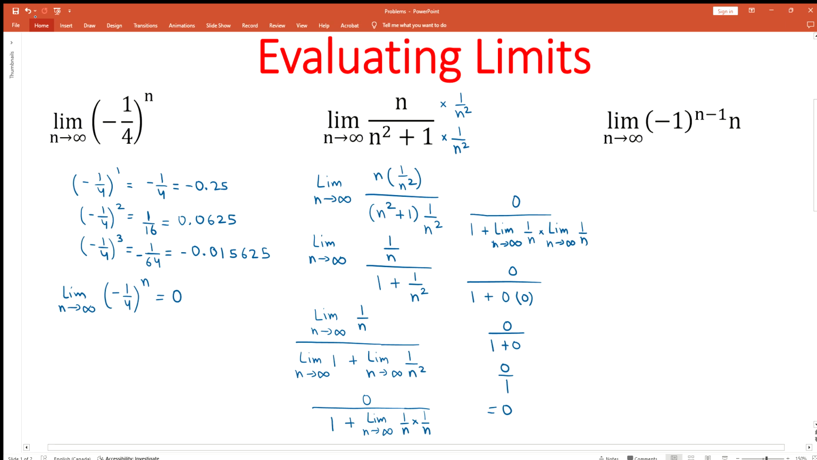Now we can evaluate the third limit. Limit n approaches infinity, negative 1 to the power n minus 1 times n. This expression is made up of two types of functions. The first one is the exponential function with the base negative 1 and the exponent n minus 1. And the second function is the polynomial function n. This expression is the product of these two functions. Next, we can use the algebraic law of limit to apply the limit to both functions separately.